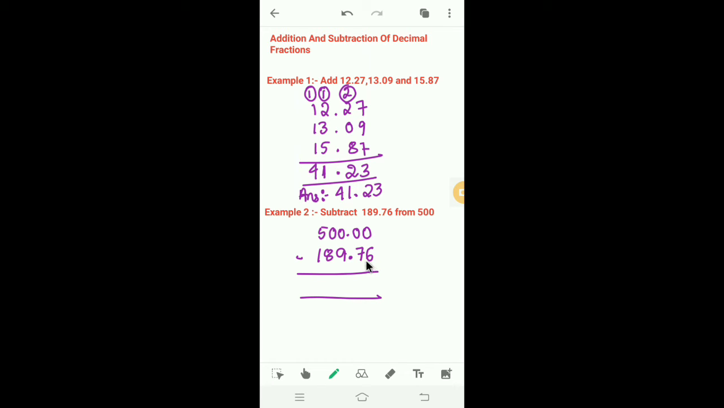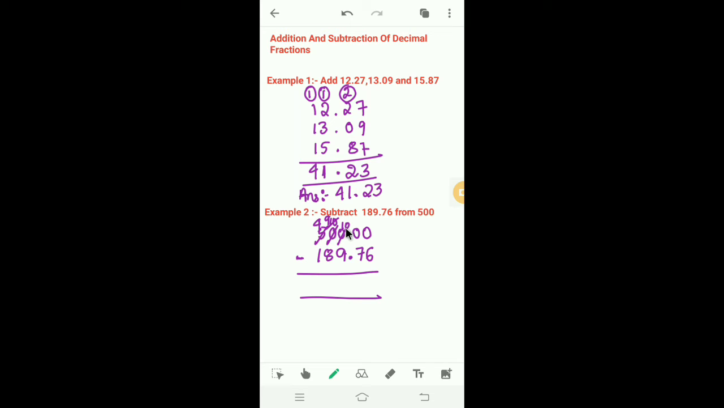0 minus 6, is it possible to subtract? No. So we have to borrow from the next number. Here the next number is 0, so we can't borrow. So we go for the next number. Next number also 0. Next number also 0. Next number is 5. If you borrow from 5, then 5 becomes 4 and here 0 becomes 10. Now we can borrow from 10. 10 becomes 9 and here 0 becomes 10.